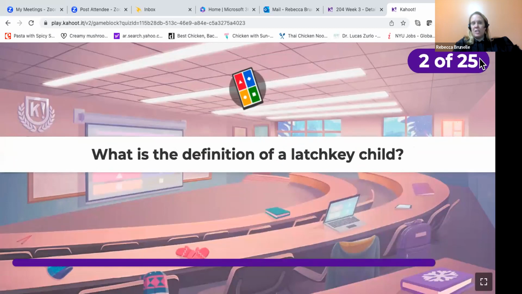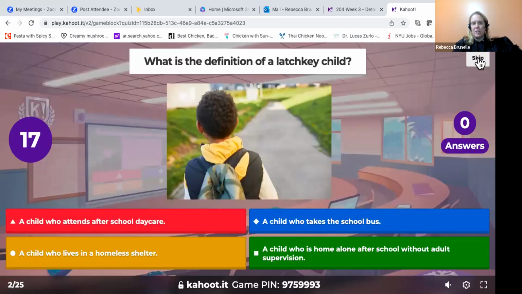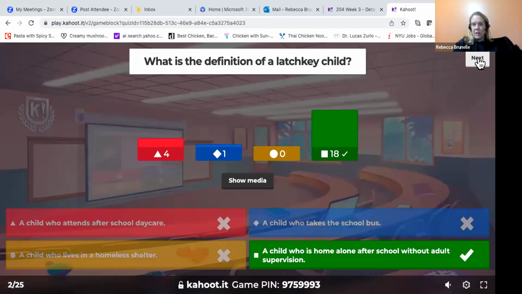So what is the definition of a latchkey child? A child who attends daycare after school, a child who lives in a homeless shelter, a child who takes the school bus, or a child who is home alone after school without adult supervision. Very good. So a latchkey child goes home after school and doesn't have any adult supervision. So what sorts of things do you teach parents if their 10-year-old is home alone for a few hours? What should the child do to stay safe?